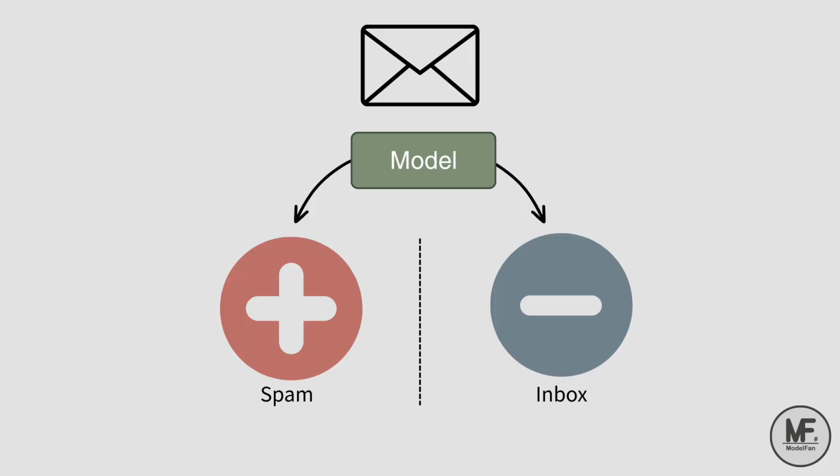We can build a model that takes each email and classifies it. Spam is labeled as positive because it's our target, while normal emails in the inbox are labeled as negative. That's what we call binary classification.